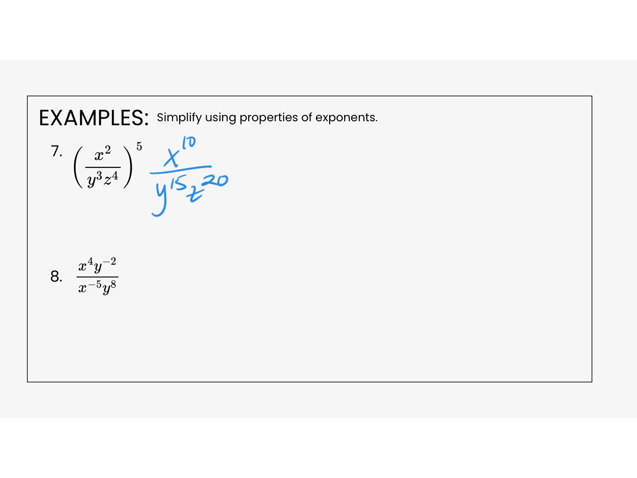Okay. Second one, I have negative exponents in here. So this one is going to come down. This would end up going up. So really I have x to the fourth times x to the fifth over y to the eighth times y to the second, which if we keep simplifying would be x to the ninth, y to the 10th.